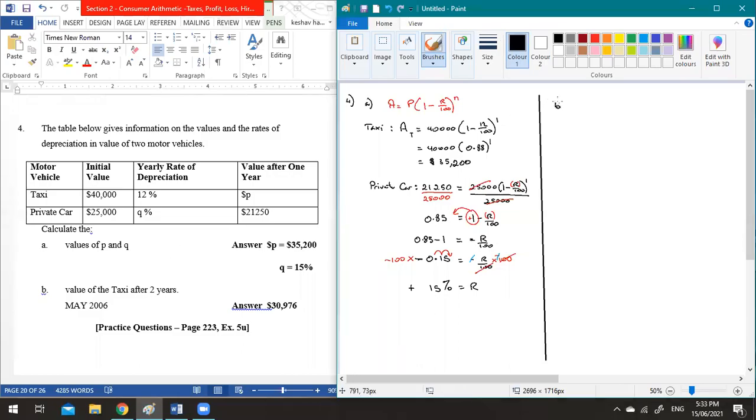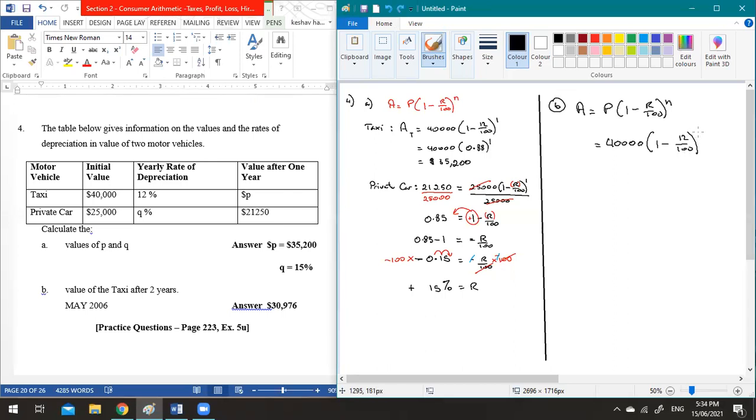Part B, the value of the taxi after 2 years. So they want us to find the value of the taxi after 2 years. So the amount the taxi will be worth after 2 years is the principal, 1 minus the rate over 100, to the power n. So the principal amount of the taxi was 40,000. The depreciation rate was 12%. And now the time is 2 years.